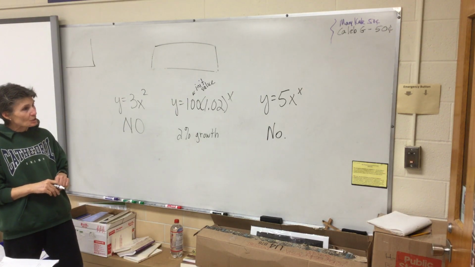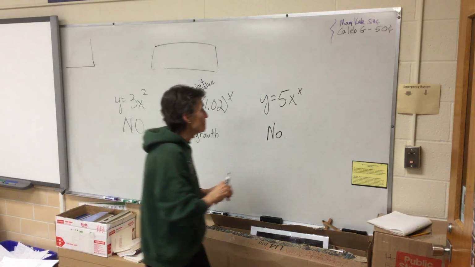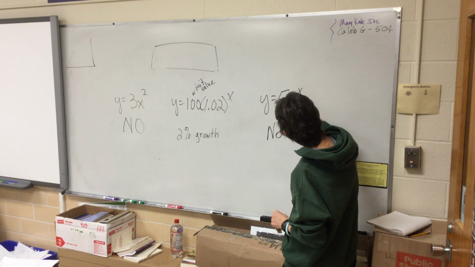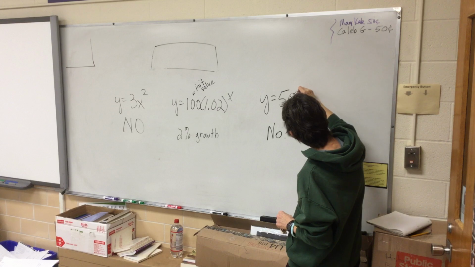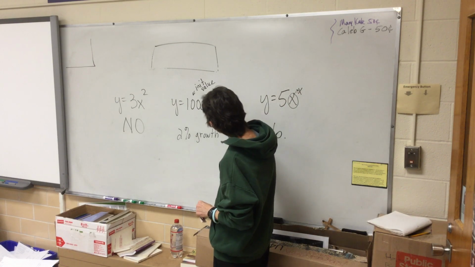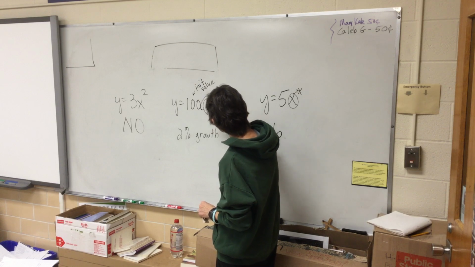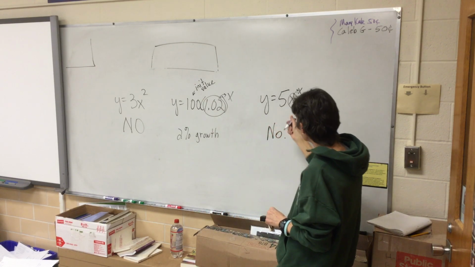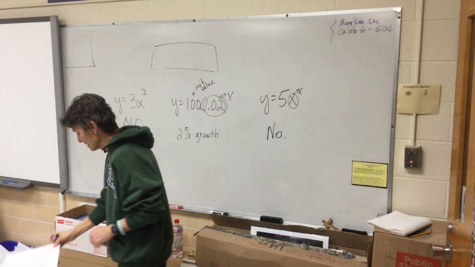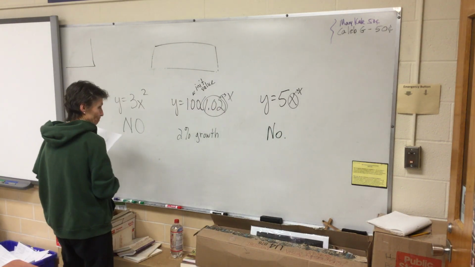And the reason it's a no is because in an exponential, you have to have a number raised to the x. You must have a number raised to the x. This is a wacky, wild equation for sure, but it is not exponential.